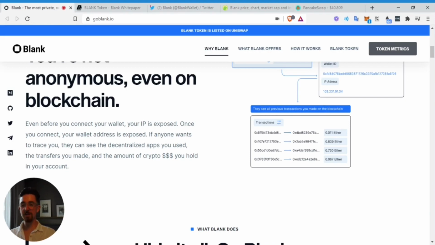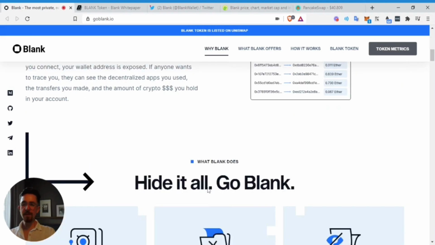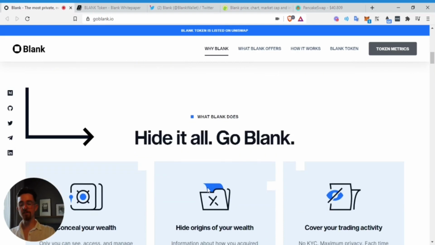If anyone wants to trace you, they can see the decentralized apps you use, the transfers you make, and the amount of crypto you hold in your account. So the caveat to that obviously would be if you're using something like a VPN.